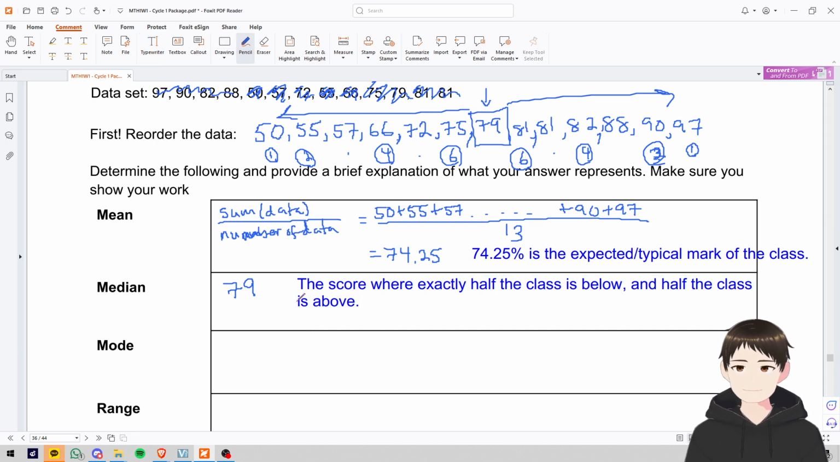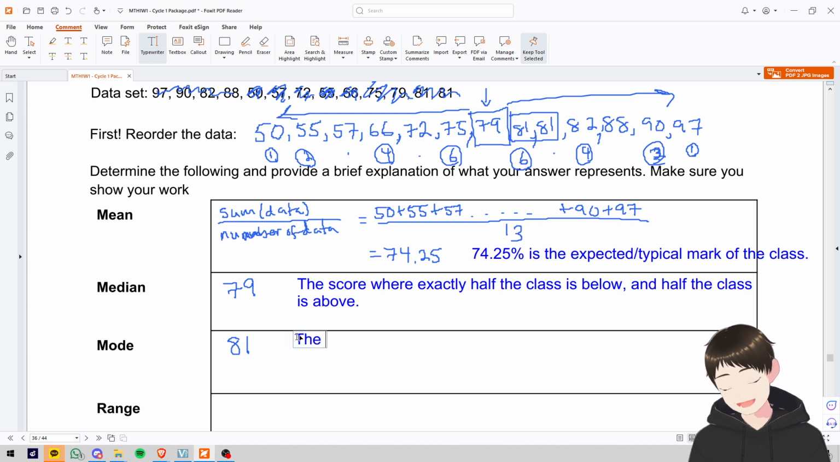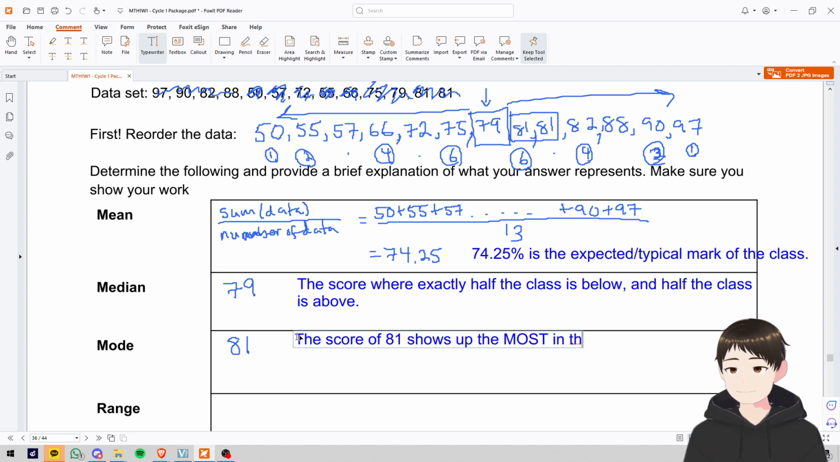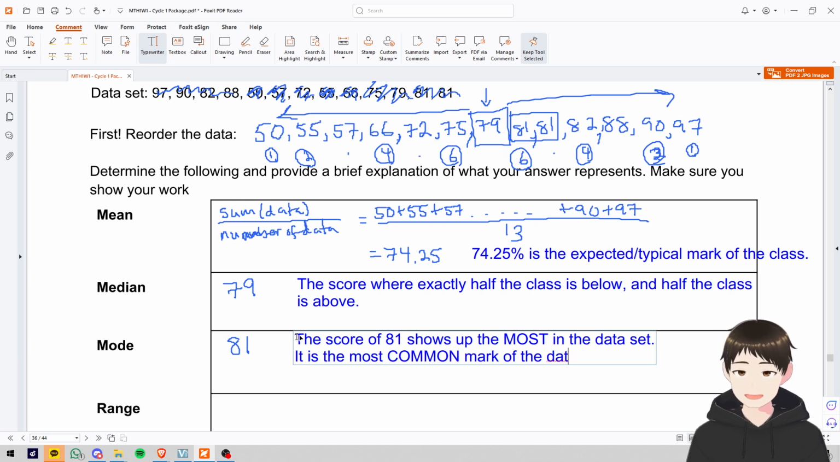Okay? Mode. Mode talks about which one of these marks is the most common. And in this case, the only number that shows up more than once is 81. Okay? So I'll say the score of 81 shows up the most in the data set. It is the most common mark of the data set.